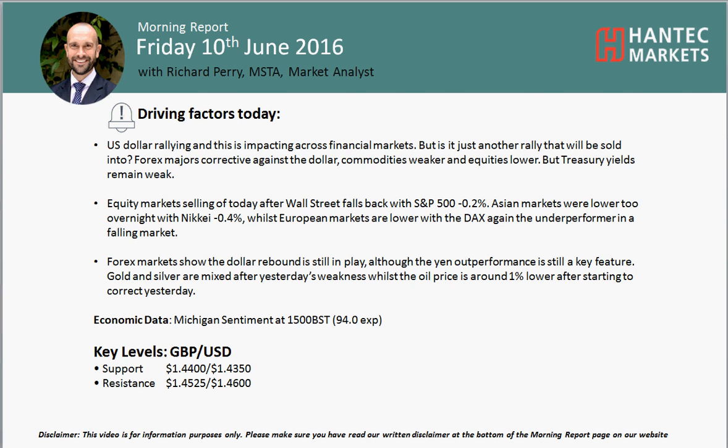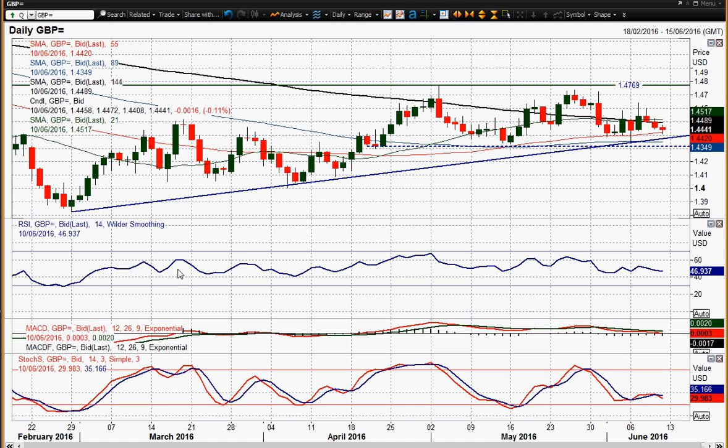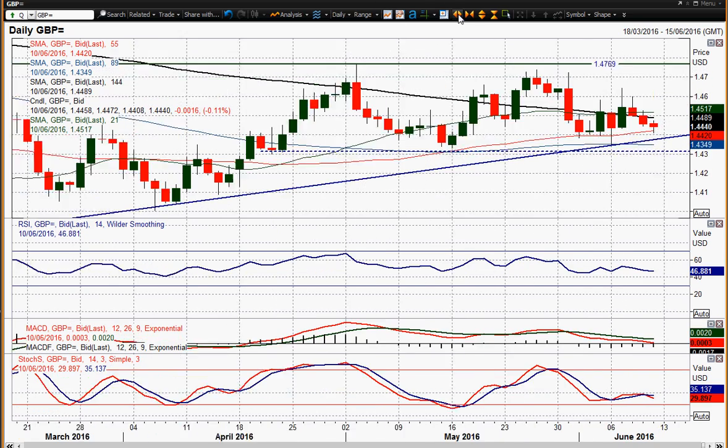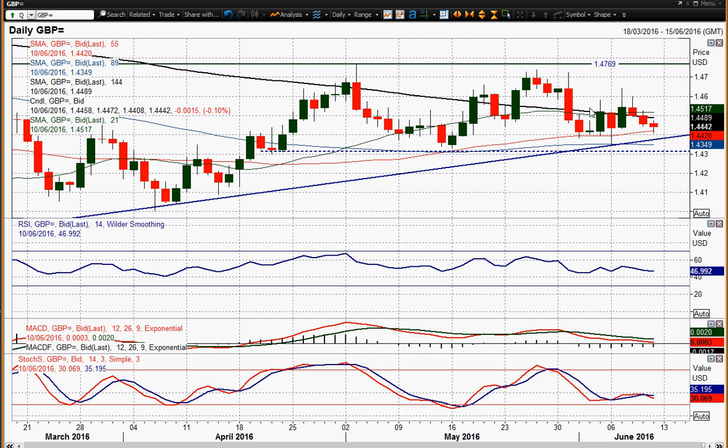Let's look at cable now. Before I get into it, you're still in this uptrend on cable since February. But in the last few weeks, obviously, it's been very choppy, moving higher and lower as the Brexit polls have come out and driven the market around.